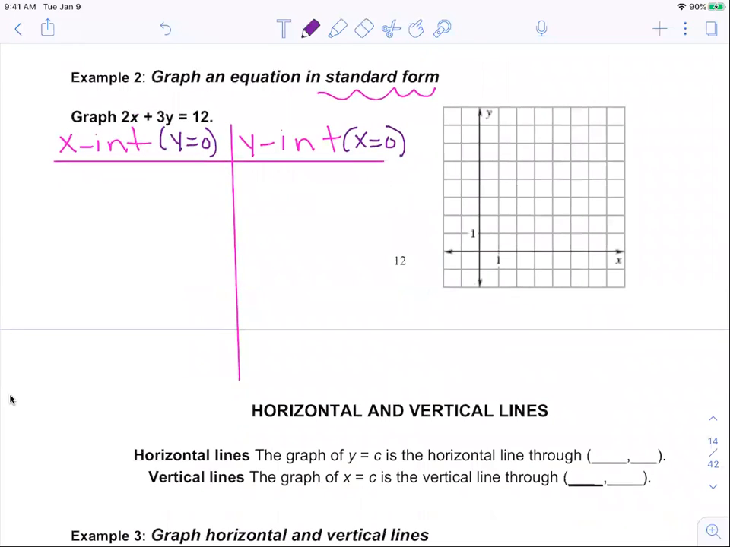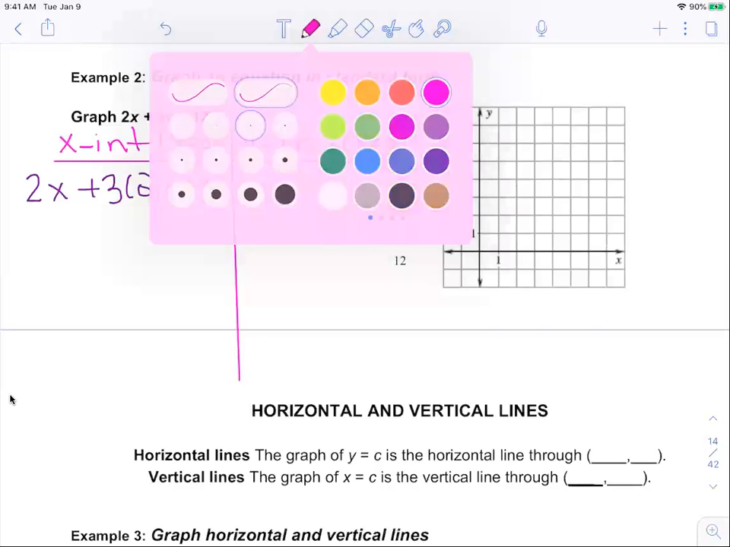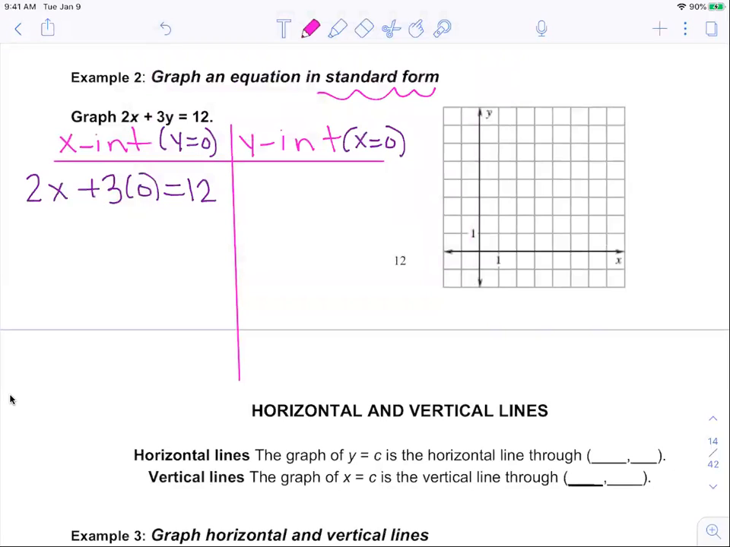So if I want to find an x-intercept, I'm going to take the equation. I want to find x. So that means I'm solving for x by making y 0. So Julia, if I solve for x here, I have 2x plus 3 times 0 equals 12. What does this become? What's x equal to? 6. Yeah, this cancels, gone. I get 2x equals 12 or x equals 6.